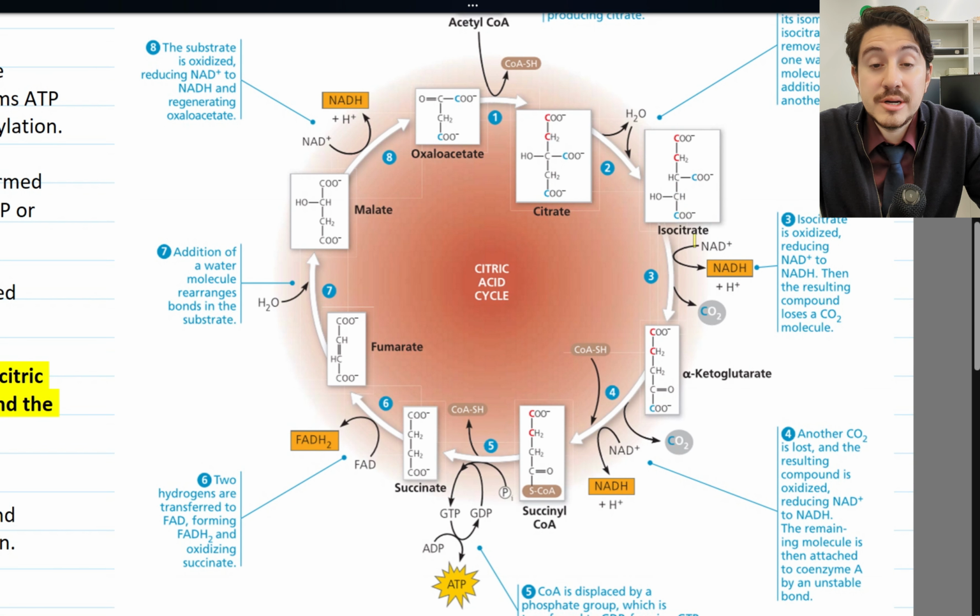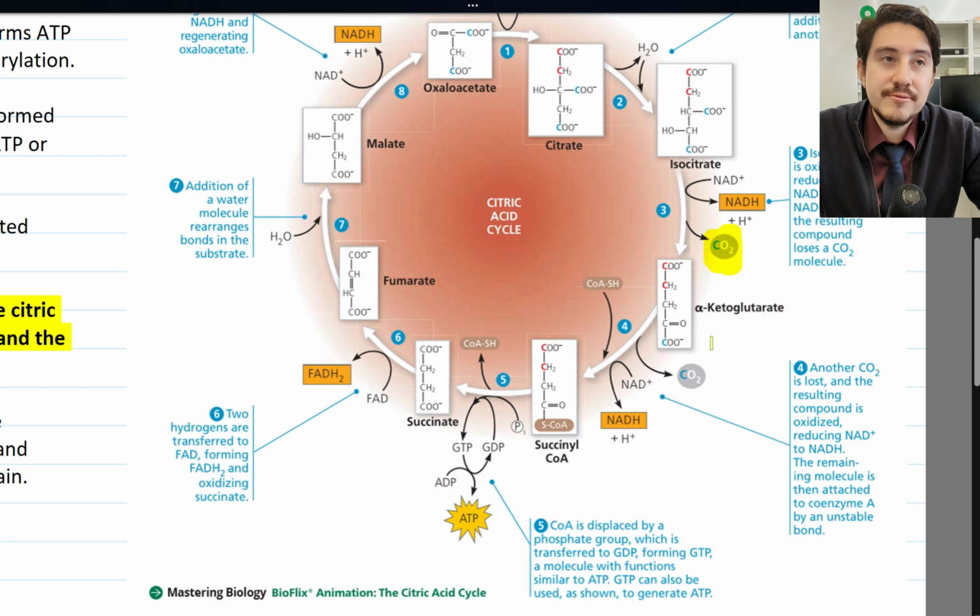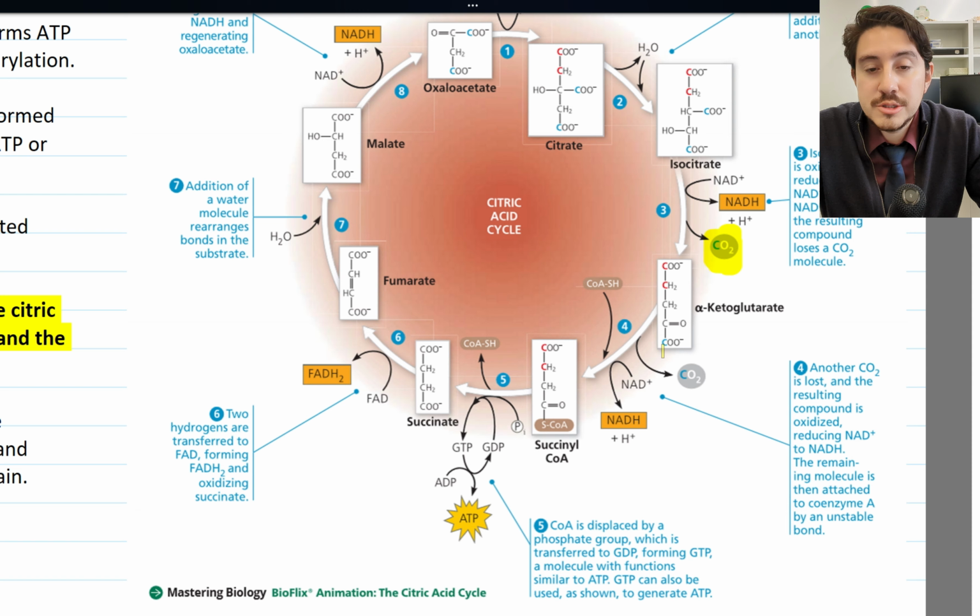And then here is your first major procedure. Isocitrate is oxidized, so that means it's going to reduce NAD plus into NADH. As it's oxidized, it's liberating a carbon dioxide molecule. So here's your big energy extraction. This turns into a molecule called alpha ketoglutarate.